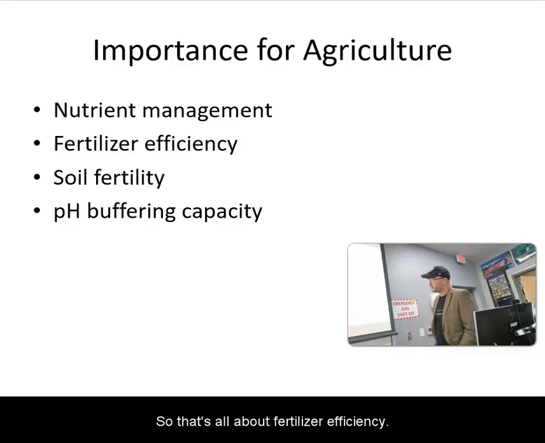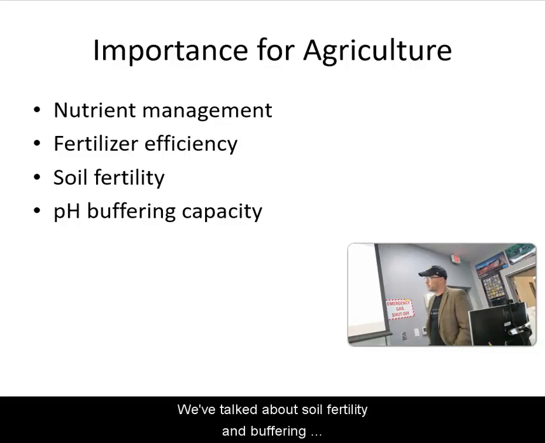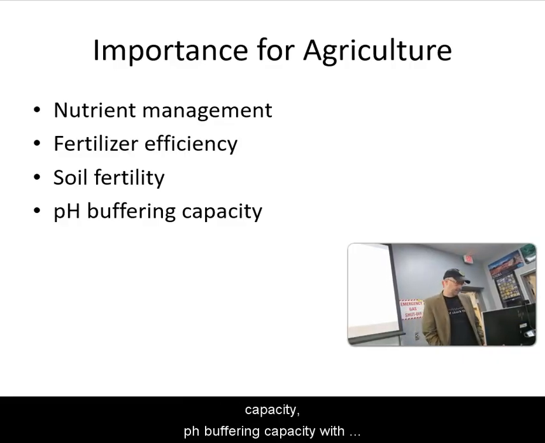So that's all about fertilizer efficiency. We've talked about soil fertility and buffering capacity, pH buffering capacity with that.